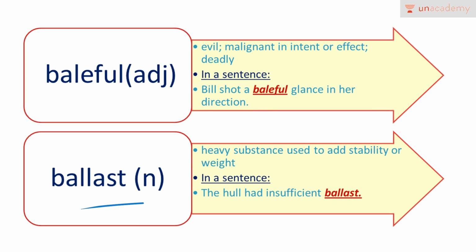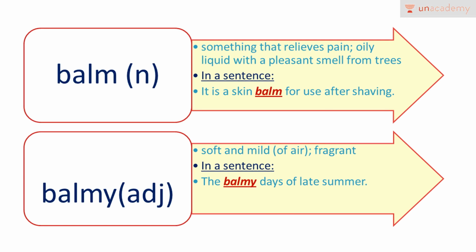Next one, ballast, is a noun, which means a heavy substance used to add stability or weight. So you can put it in a sentence and it will read, the hull had insufficient ballast.